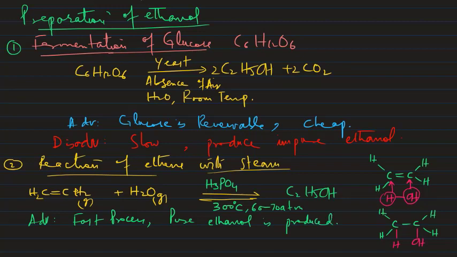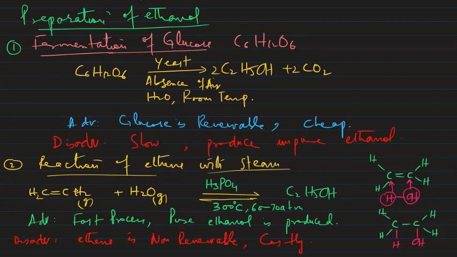Okay, now the disadvantages of the method. There are two disadvantages. One is that ethene is non-renewable. Actually, ethene is obtained from petroleum, and that's why it's non-renewable. And the second thing is that this method is costly.